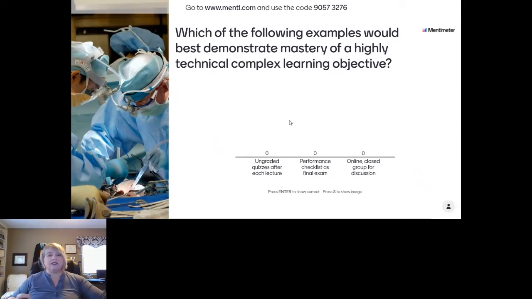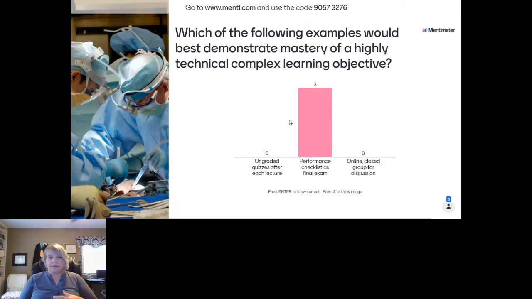Okay, so let's give this a try. All right, which of the following examples would best demonstrate mastery of a highly technical, complex learning objective? Ungraded quizzes, performance checklist as a final exam, or online closed group for discussion? Which one would demonstrate mastery of a highly technical, complex learning objective? Like the example in our picture, if you can, surgeons there.